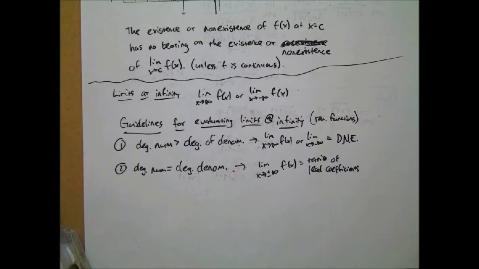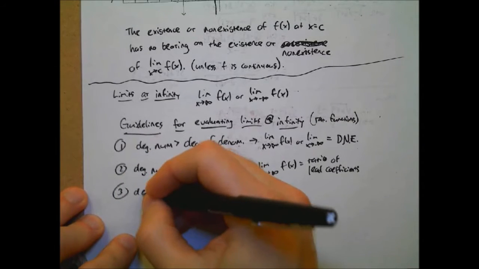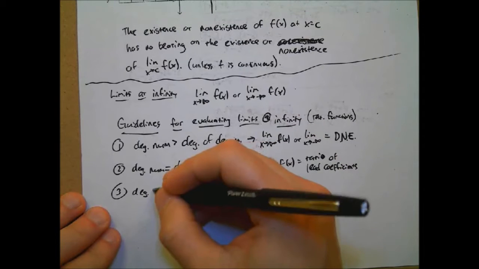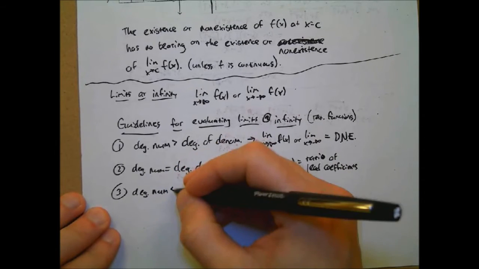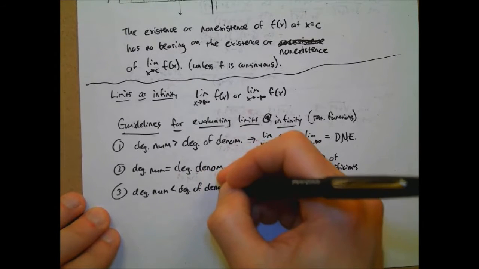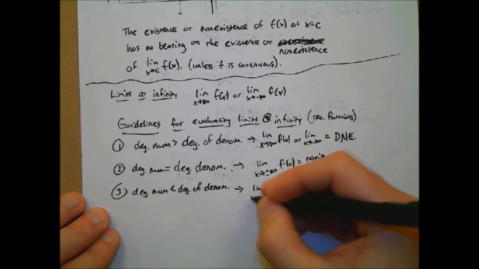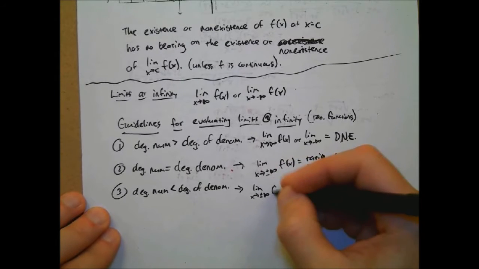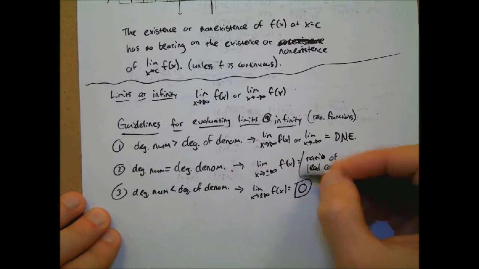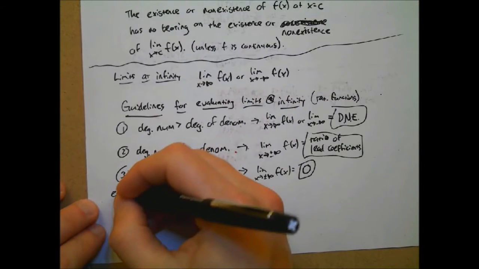Okay. And then finally, number 3, the last possibility, right? So either the degree of the numerator will be greater, the degree of the numerator will be equal, or the degree of the numerator will be less than the degree of the denominator. Okay? And in that case, the limit as x approaches positive or negative infinity of f of x will be 0. Okay? And I'll do 3 quick examples here and talk about why that is.